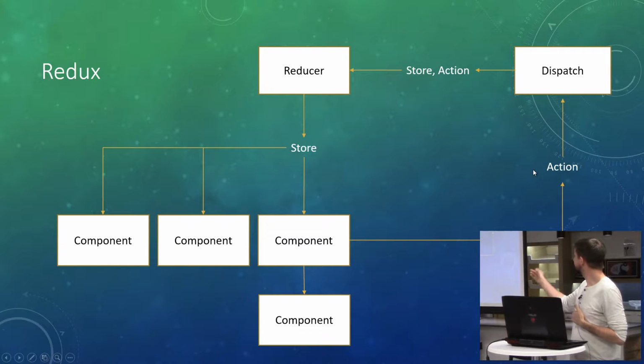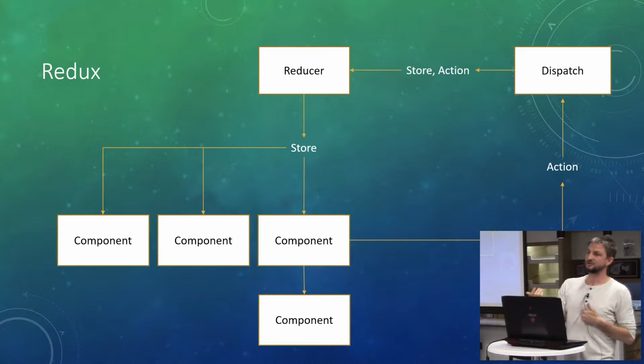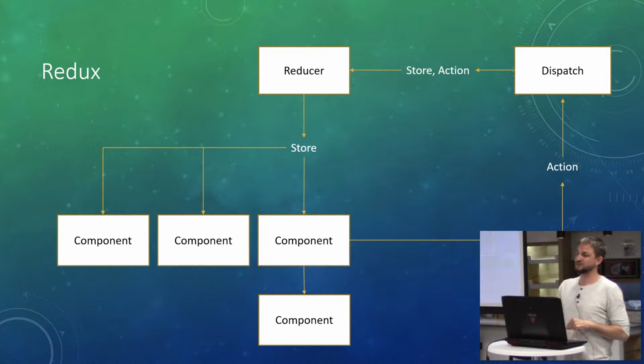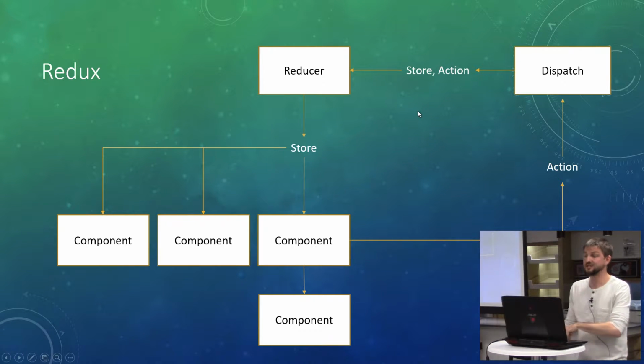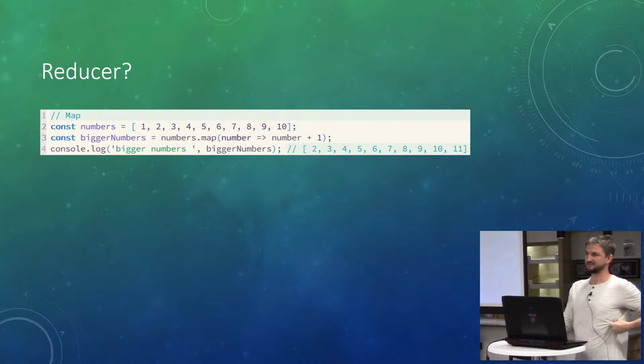So after the action reaches the dispatcher, this dispatcher sends the store, the current state, and the action to the reducer. The reducer knows what to do with the action if it wants to do anything at all, and then it sends the changes down to the components from the store. Cool. So at this point, you might be wondering, what the hell is a reducer?